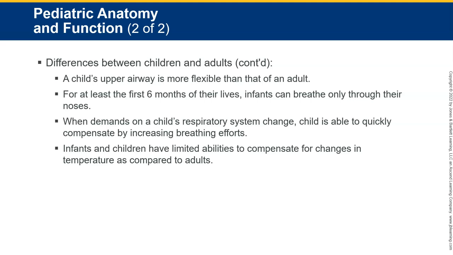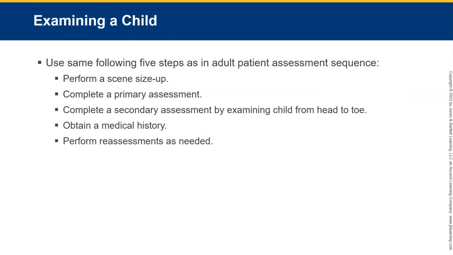So we need to make sure that we keep those pediatric patients warm if they start to become chilled. Now, when examining a child, that consists of the same 5 steps that we talk about within patient assessment sequence for adults. So the same scene size up, a primary assessment, general impression, determining the responsiveness or level of consciousness, assess the ABCs, secondary assessment, that medical history, perform reassessments as needed, same pieces of the puzzle.